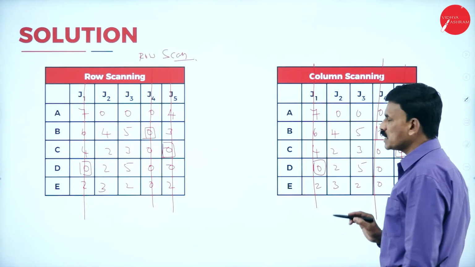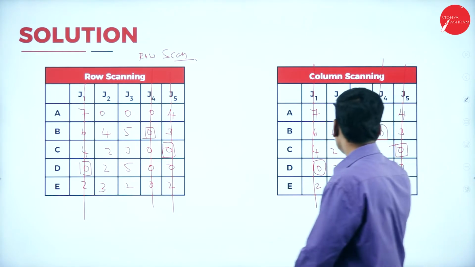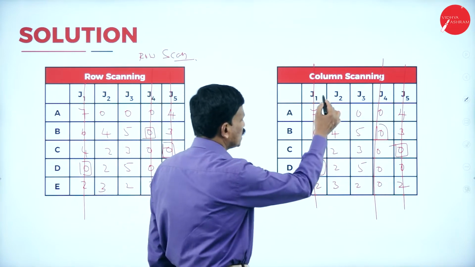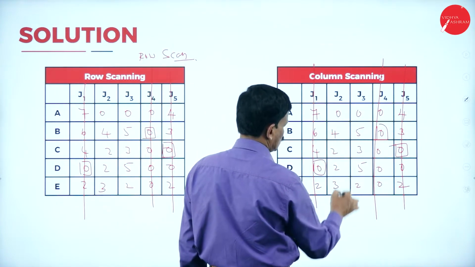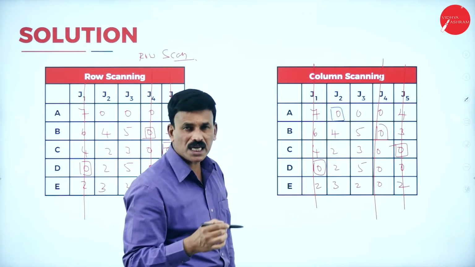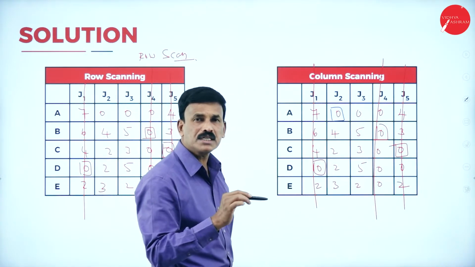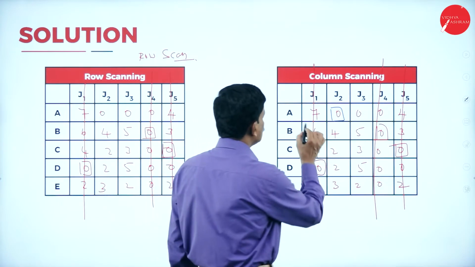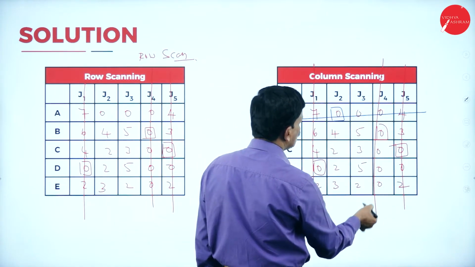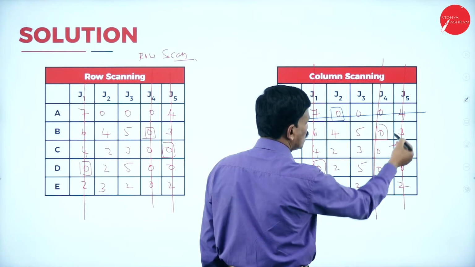Now come to the column scanning. Just come to the first column. First column is already cancelled. Go to the second column. In the second column, there is one 0. You can mark this. Once the column is scanned, we will cancel that particular row. So this row is cancelled. Now come to this column. There are no zeros. Here also they are cancelled.